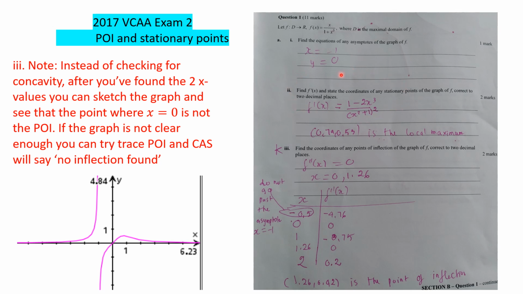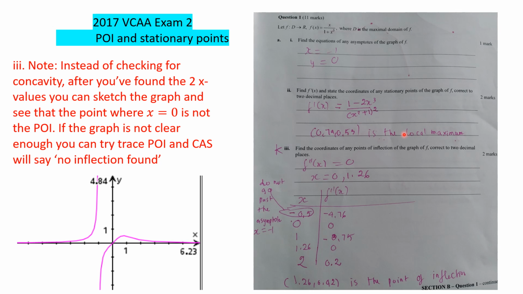This question asks you to work out the first derivative, which you can do on CAS because this one is exam 2. And it asks you to work out any stationary point as well. So just sketch the graph and you can see that there's only one stationary point here, and it is a local maximum. The question didn't ask you to prove anything, so this one is sufficient.